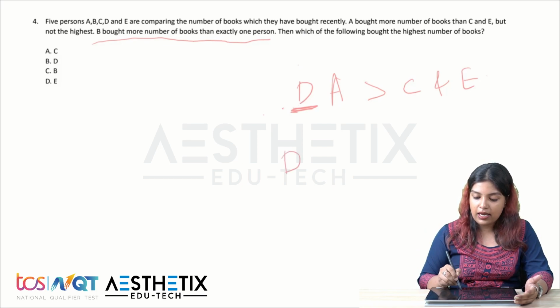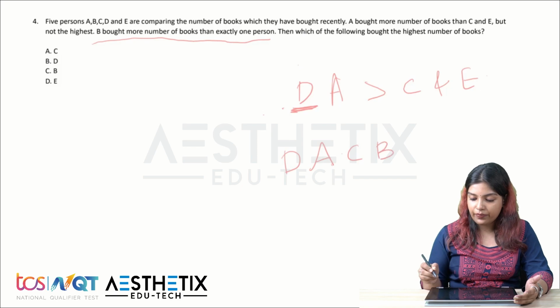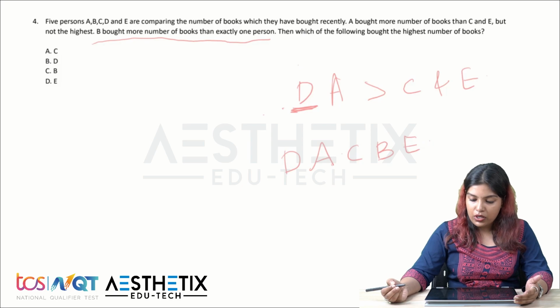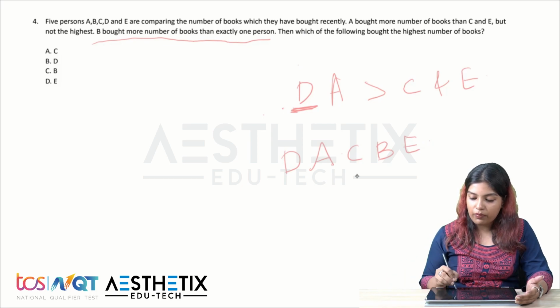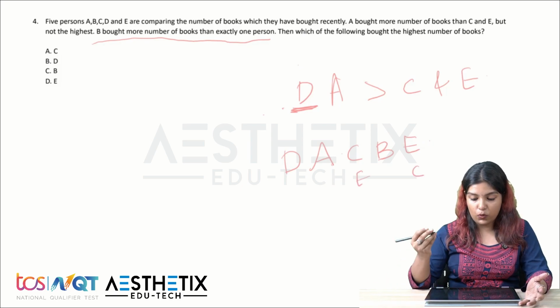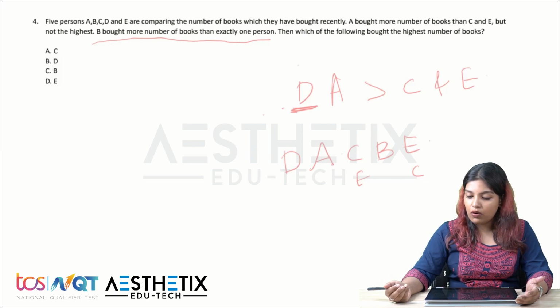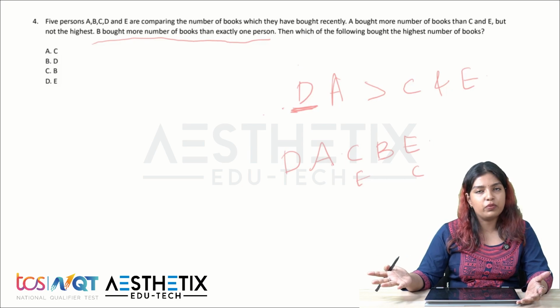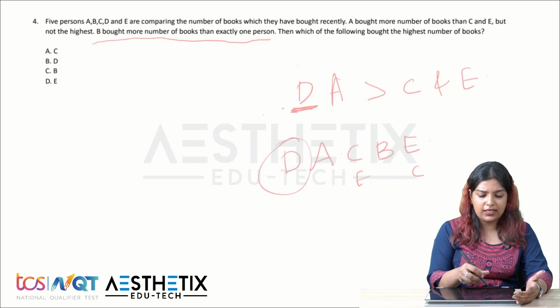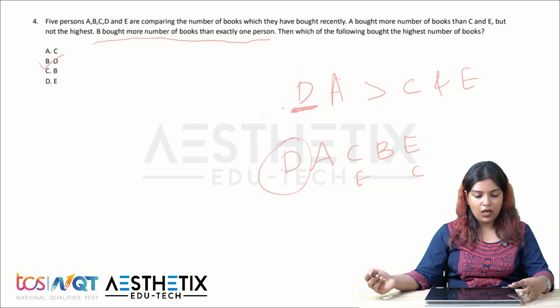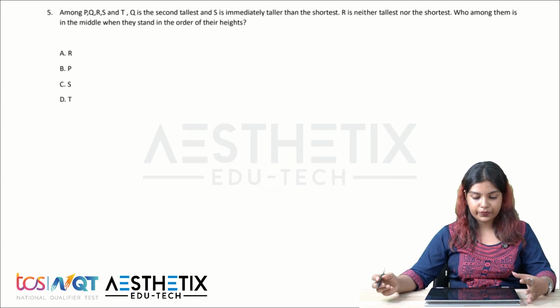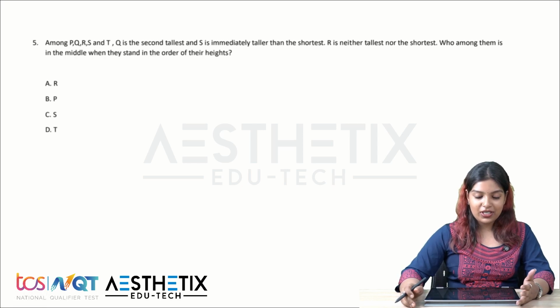Okay, so D is there, A is there, and C will be here, B will be here, and E will be here. So it can also come as E and C, like this also it is possible. Okay, so then which of the following bought the highest number of books is the question. So definitely the answer is D only. Yeah, option B, D.